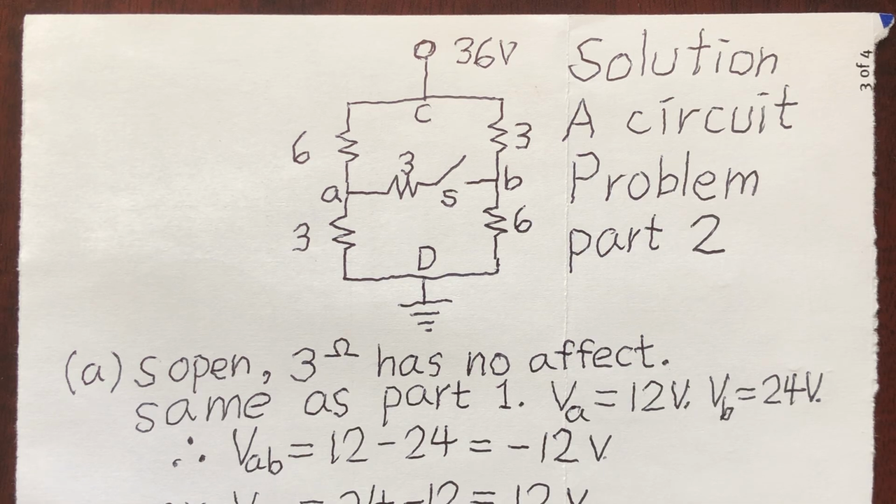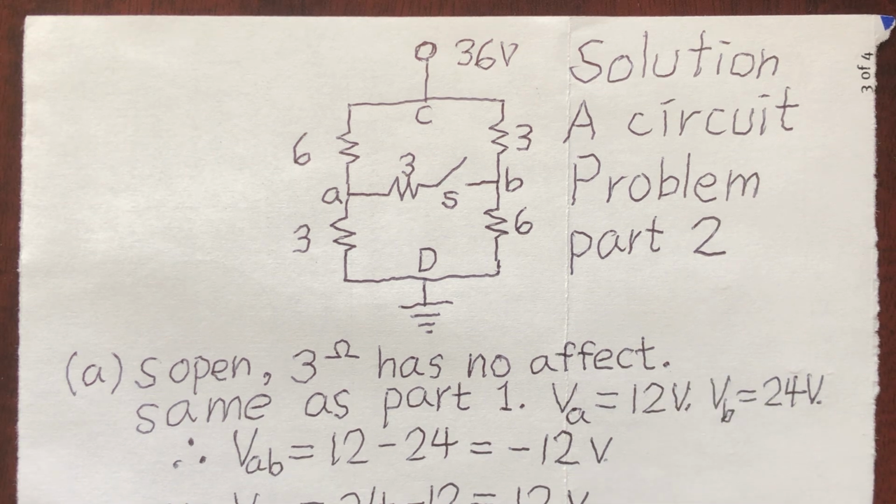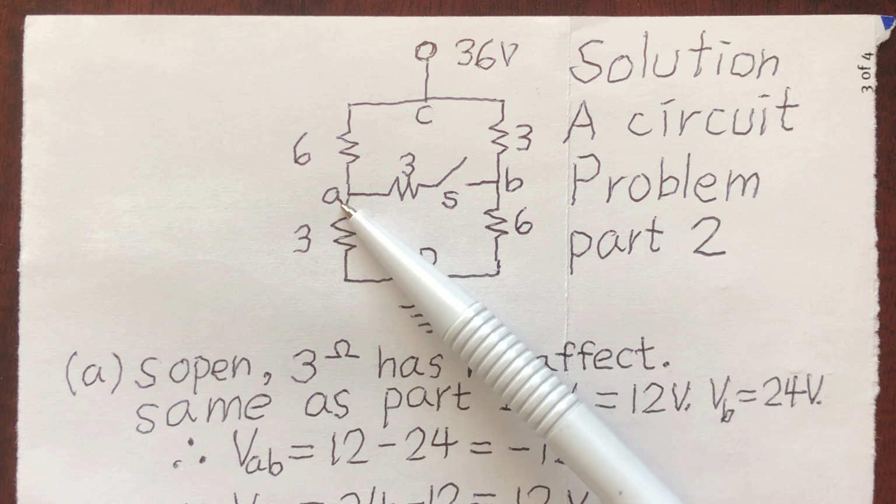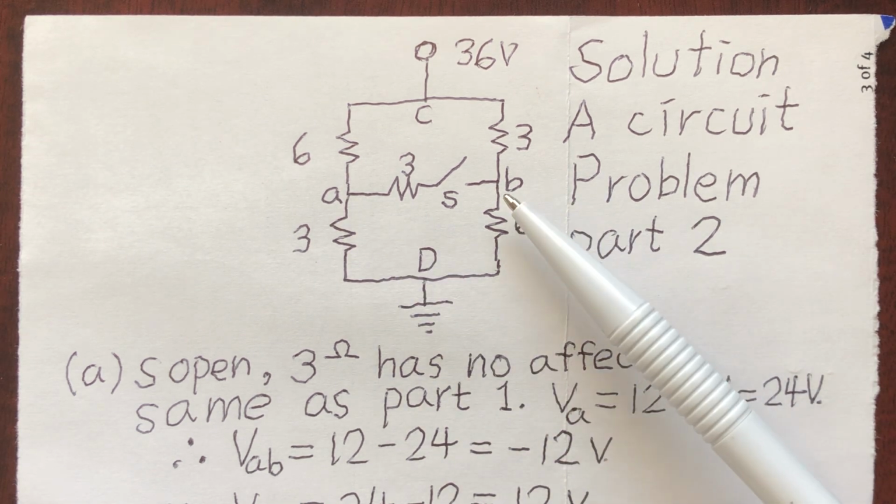Hello. Today, we give a solution to the circuit problem part 2. First question is, what is the potential AB? What is potential at A and potential at B?